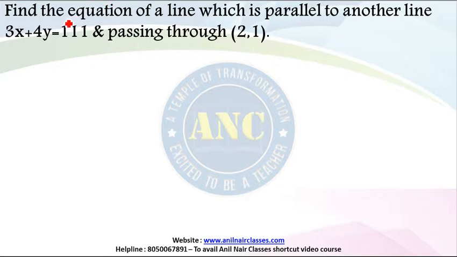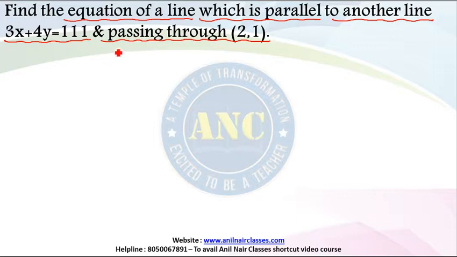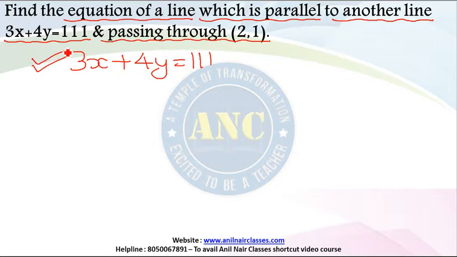The question is: find the equation of a line which is parallel to another line, 3x plus 4y is equal to 111, and that line is also passing through (2, 1). The line we are finding is parallel to this particular line, 3x plus 4y is equal to 111.